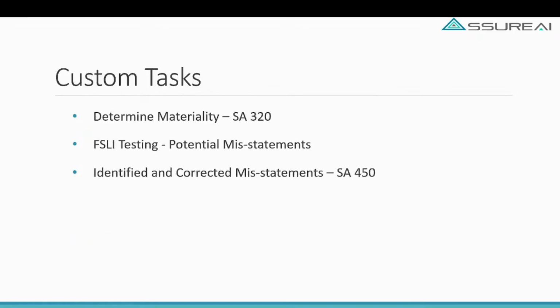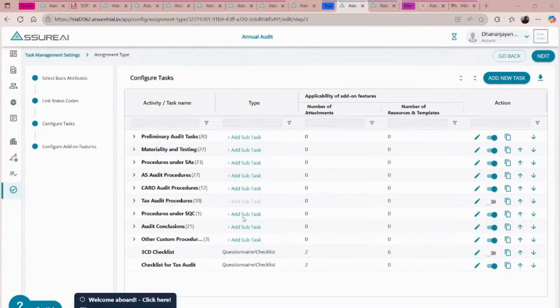Custom tasks. These are three tasks which I wanted to elaborate, because of materiality, testing, and aggregation of potential, identified and corrected misstatements. These are very, very critical in the audit, especially given the stipulations of SA 320, SA 450 and so on. These tasks cannot be handled through the checklist approach, right? Because these things need to be handled using the numbers in the financial statements. So I will show how these tasks are handled in AssureAI.